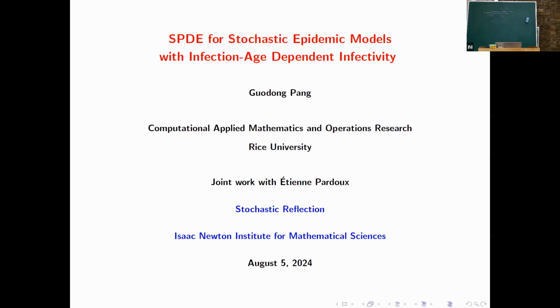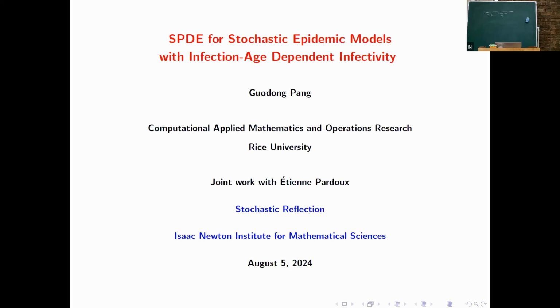Okay, so it's time for the last talk after the session. Let me introduce Guodong Pang from Rice University. He's going to talk about stochastic PDE and epidemic models with varying infectivity.